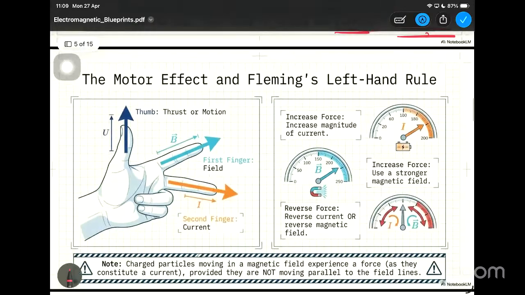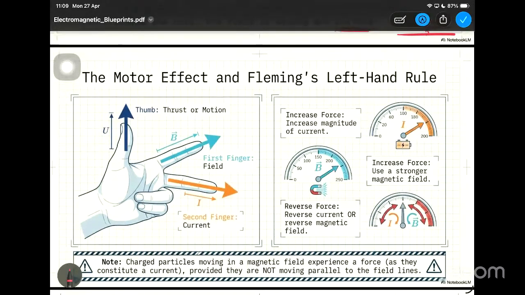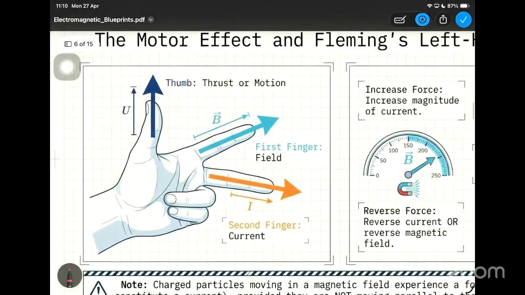Then the motor effect and Fleming's left-hand rule. So here, as I mentioned, we are dealing with current, force, and the magnetic field, right? So instead of you can use force here, then you can easily remember this is going to be FBI, right? FBI, you can easily remember that.